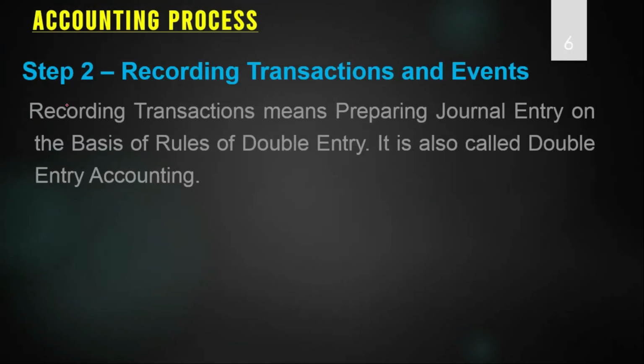Now come to step 2, recording transactions and events. Basically, recording a transaction means preparing the journal entries on the basis of the rules of double entry. There is a double entry system. In the double entry system, one item or one account is debited and the other account is credited, which means with the same amount we have a debit and with the same amount we have a credit. So a journal entry is prepared on the basis of the rules of double entry. Therefore it is also called double entry accounting.